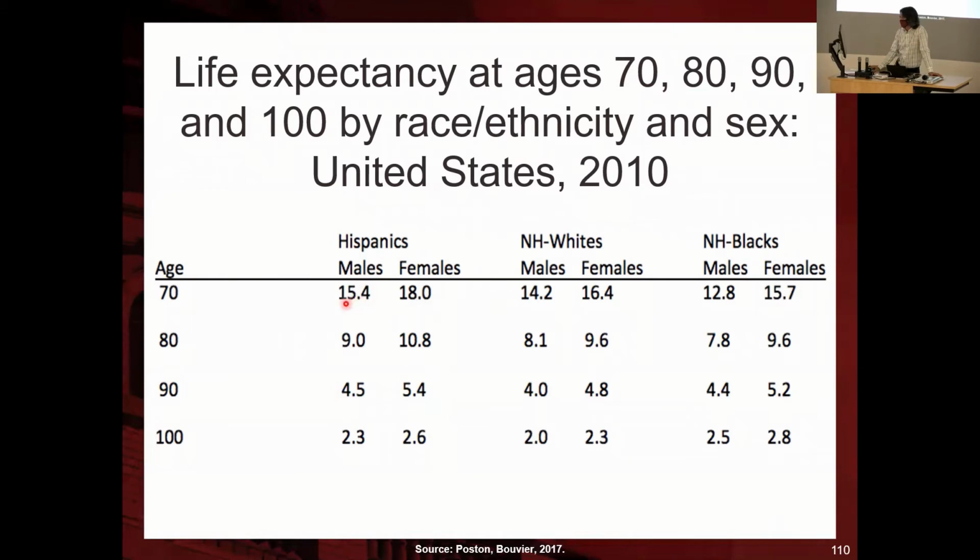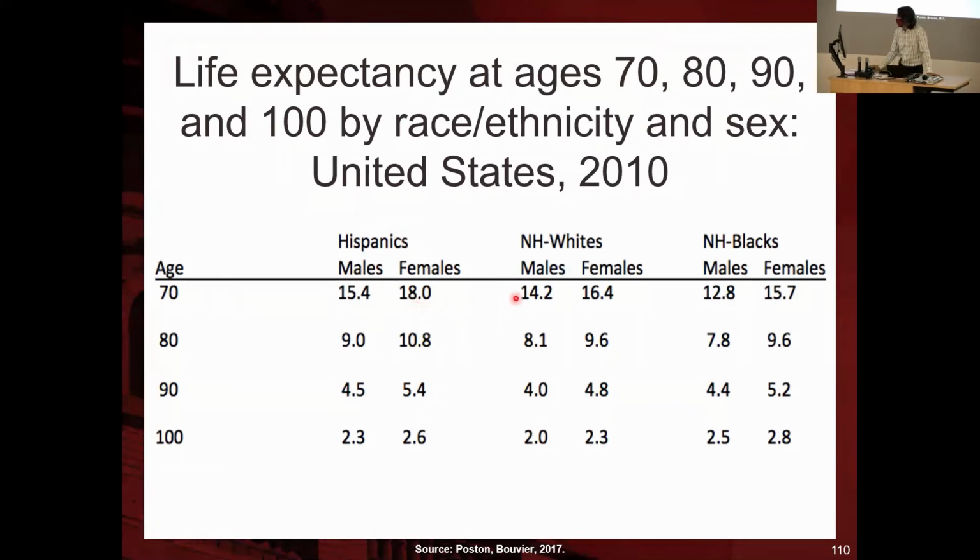So for example, how do we interpret this number here? Hispanic males, considering data for the US in 2010, have a chance of dying before reaching age 70. But once they reach age 70, we expect them to live another 15.4 years on average, in addition to 70. So we expect them to live 85.4 years on average. Women, 18. So once they survive the chances of dying in previous years and reach age 70, they're expected to live an additional 18 years on average. In other words, reach at least 88 years of age on average.